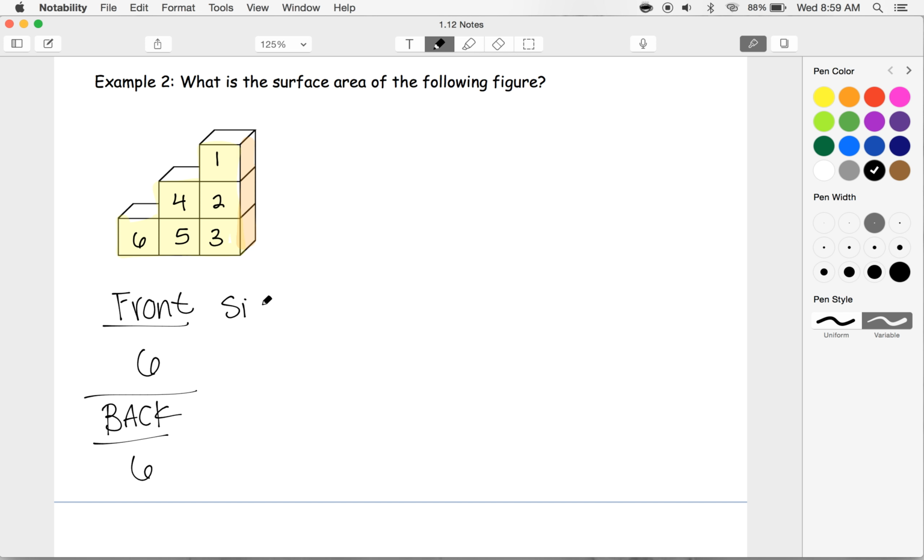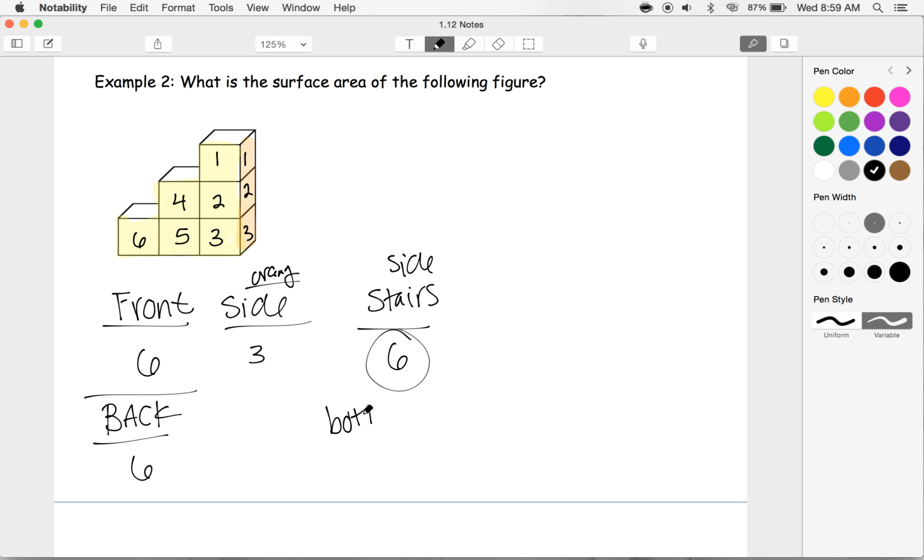Next, let's count this side. This is the orange side. It's going to be 1, 2, 3. Now, this next piece is kind of crazy. So I'm going to count this. I'm going to call this the stair side. I'm going to think 1, 2, 3, 4, 5, 6. That's going to give me 6 units. And the last thing that I haven't talked about is the bottom. It's going to be 1, 2, 3.